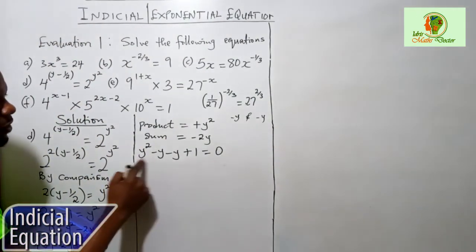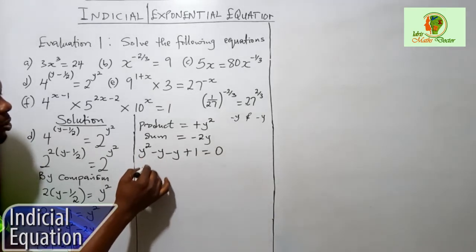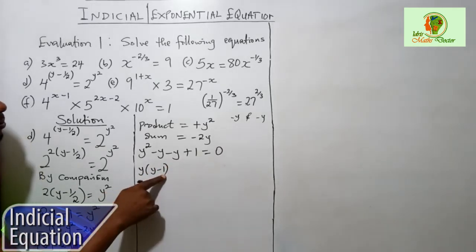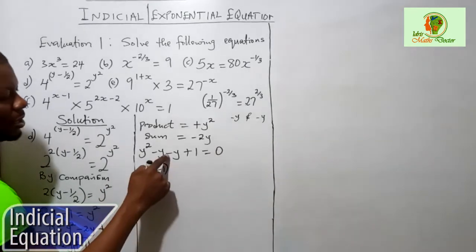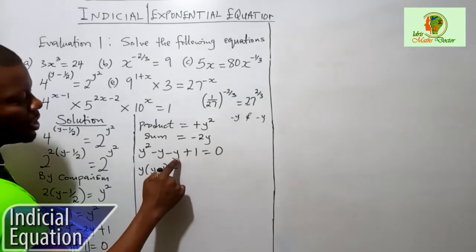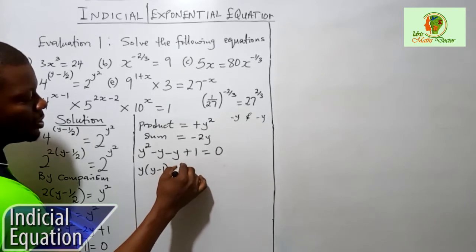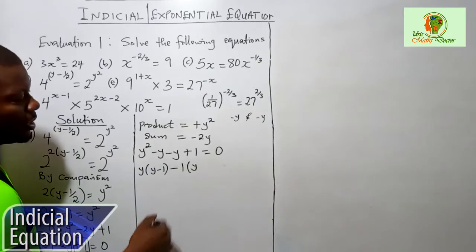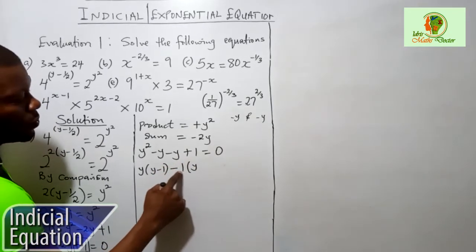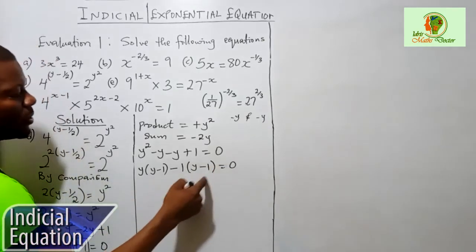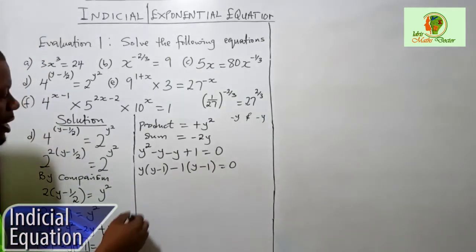Now, we need to factorize. What is common? This and this. Y is common. So bracket open, we are going to have y minus 1, because if you expand the bracket, it's still going to give this. Now the sign here is a minus. What is the highest common factor between this and this? It is 1. Y divided by 1 will give us 1y, plus 1 divided by minus 1 is going to give us what? Minus 1. Note, what we are going to have in the two brackets must be the same.